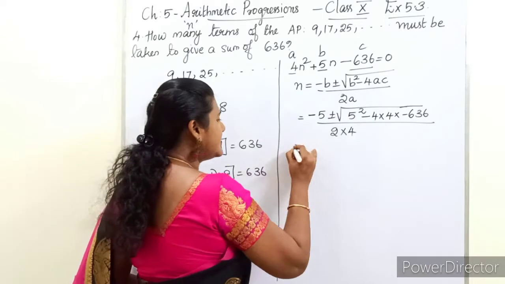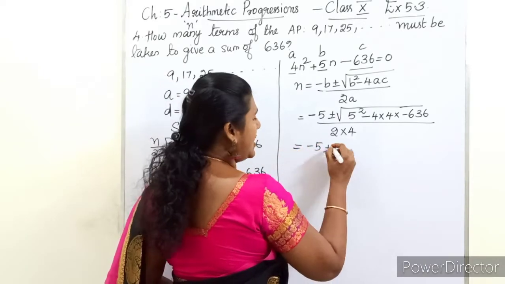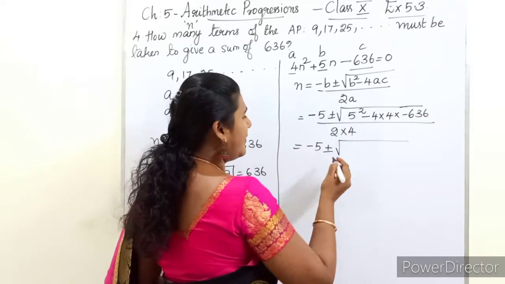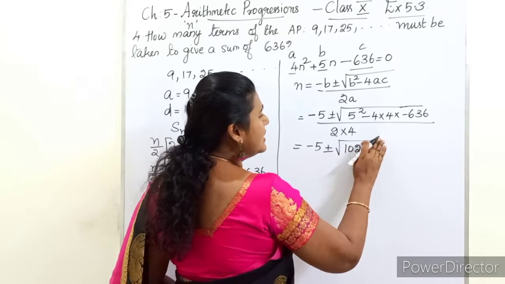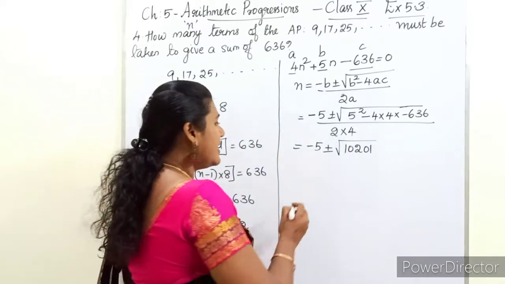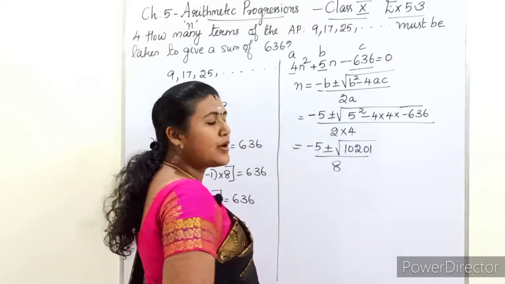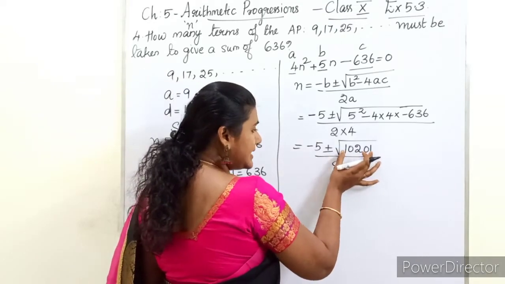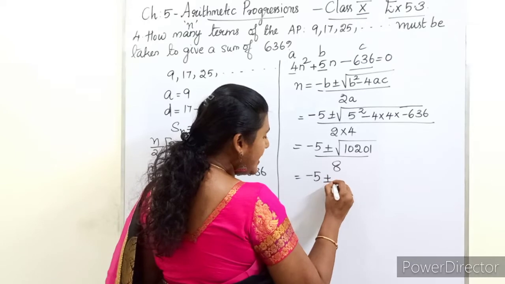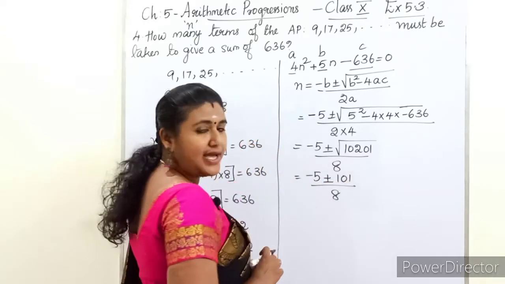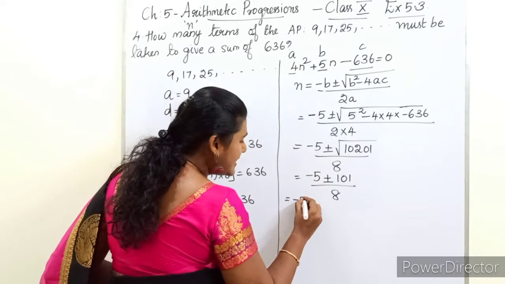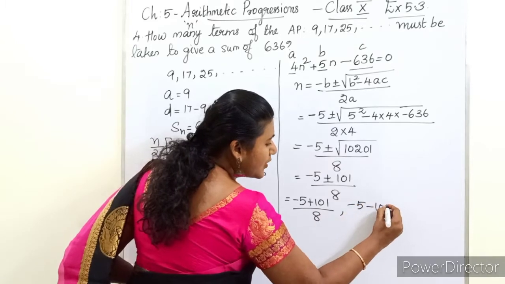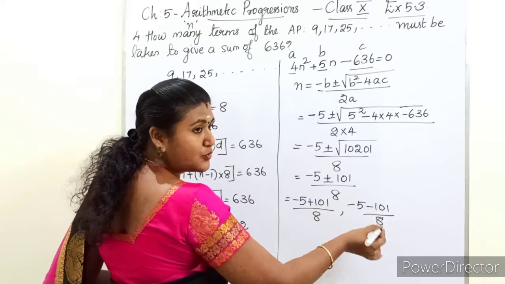Now we will simplify this. So minus 5 plus or minus root of, when you multiply these numbers and add 25, you will get 10201, divided by 8. So what is the square root of 10,201? That is 101. So minus 5 plus or minus 101 divided by 8. Now we will get two values by taking plus 101 divided by 8 and minus 101 divided by 8. So these are the two values of n.